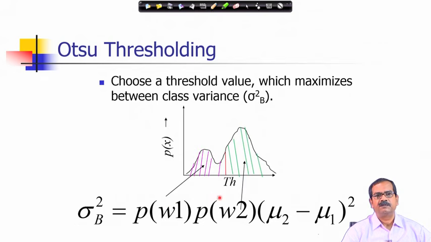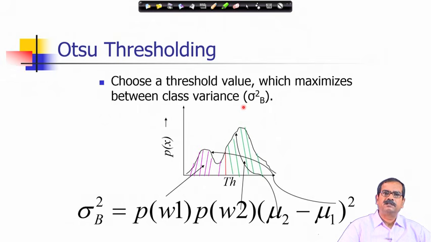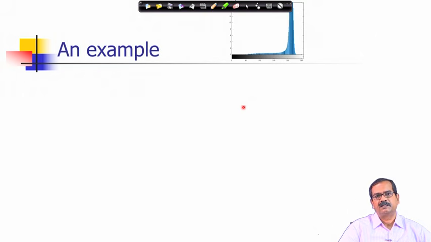Given a threshold value, I can compute this sigma square B: probability of W1 from this part, probability of W2 from this part, then mu1 and mu2 can be computed from here. You compute this value at every pixel value in your interval, say 0 to 255 for example, and you consider the pixel value where the between class variance is maximum as your threshold value. This thresholding technique was proposed by Otsu, and it is known as the Otsu thresholding technique.